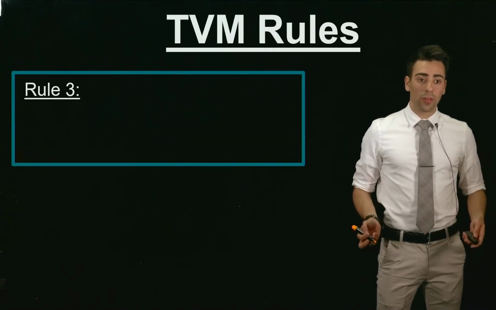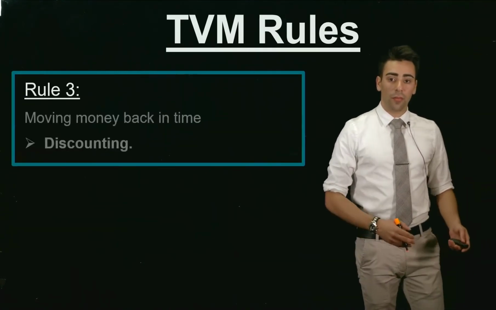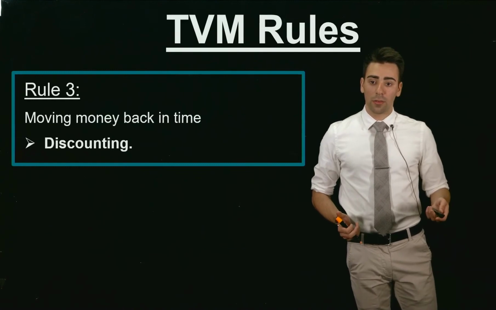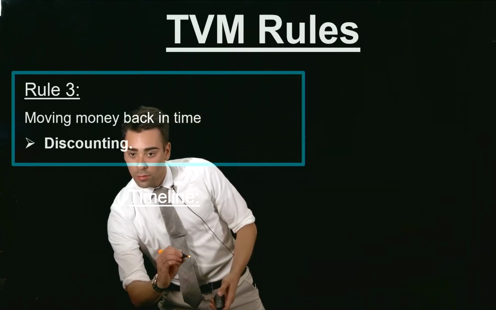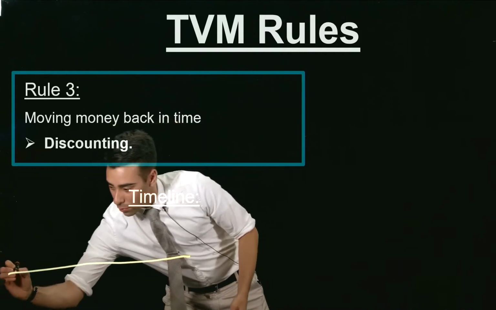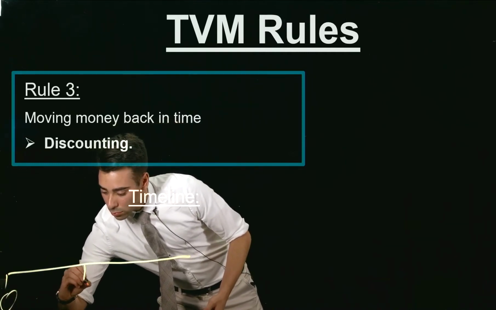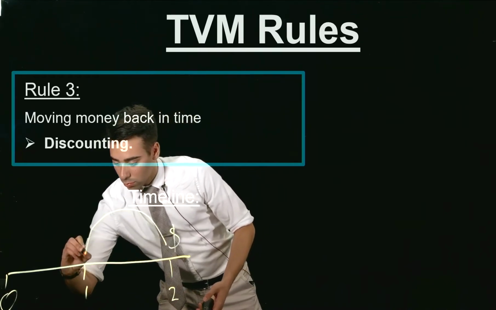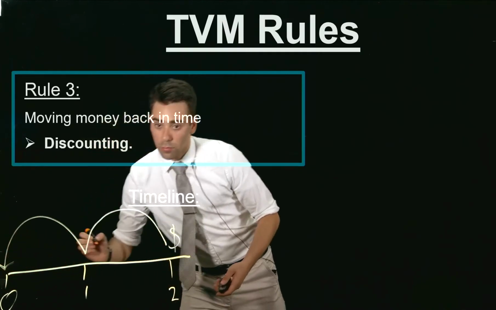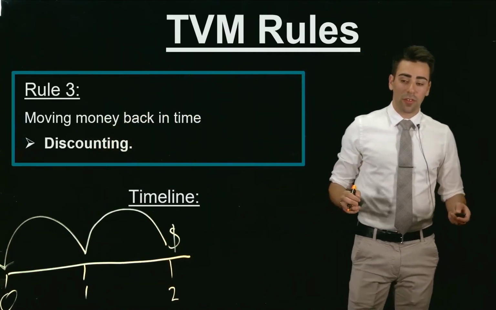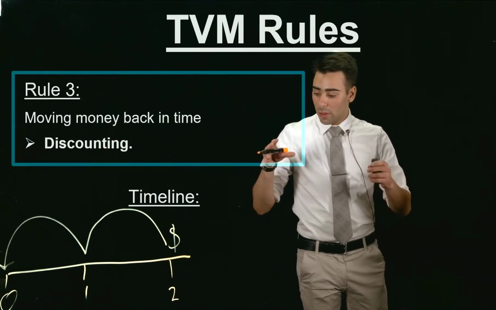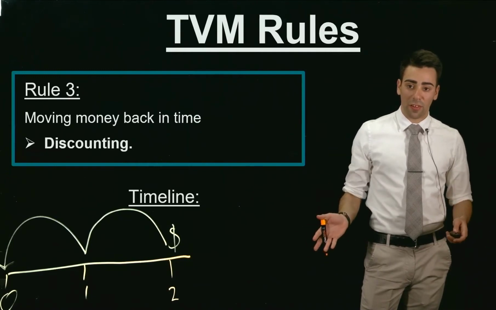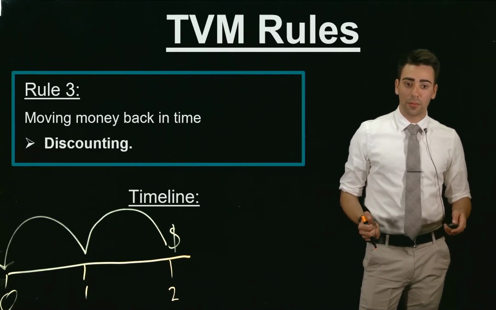Our third rule when we're dealing with time value of money is that moving money back in time to establish value is called discounting. Again, we'll look at this with our timeline. So again, what we've done here is we've just moved our money backwards from the future to establish a value at time 0. And that's the concept of discounting.